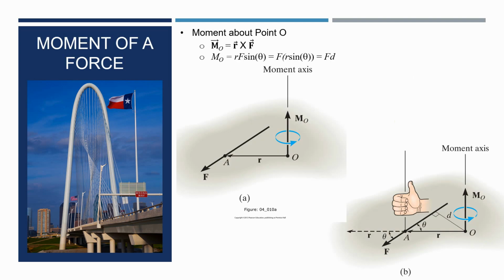Okay. Moment about point O, R cross F. And we've been talking about that. Radius times lever arm. Here's the sine of the angle. You can visualize R as being from the origin, and the tail of the R vector can be on the line of action of the force, which might make it easier for you guys to visualize these vectors.